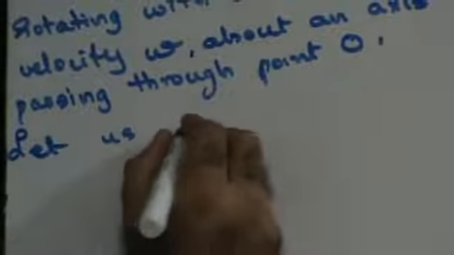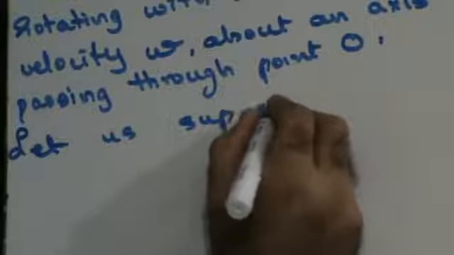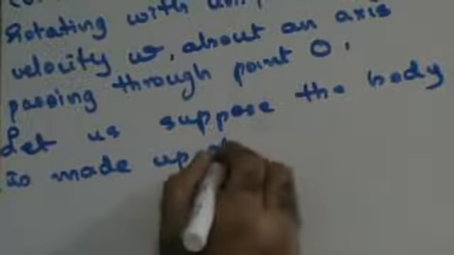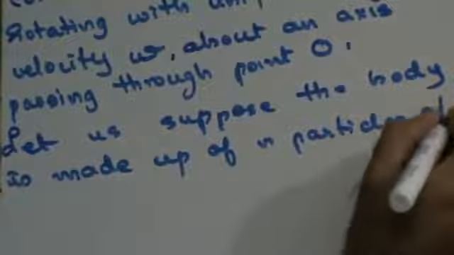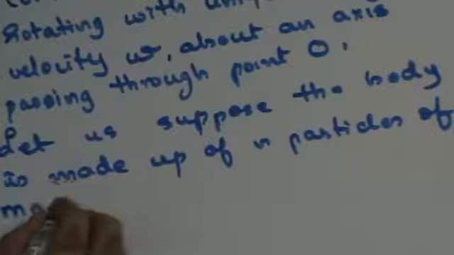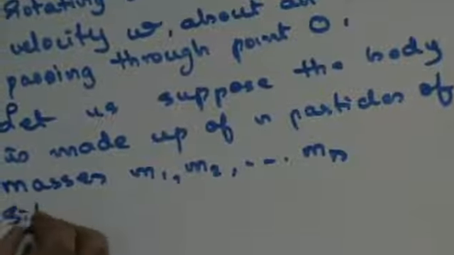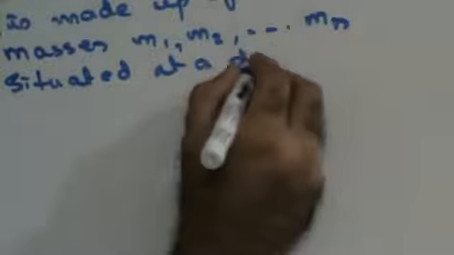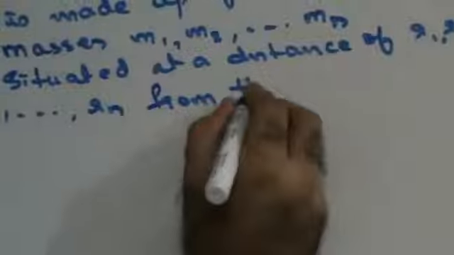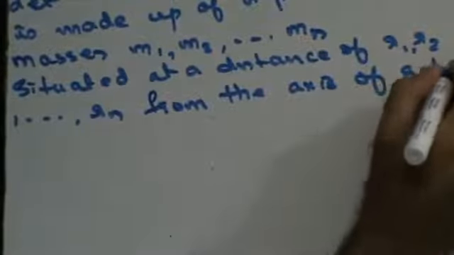Now, let us suppose that the body is made up of n particles of masses m1, m2 up till mn situated at a distance of r1, r2 up till rn from the axis of rotation. Right? Now, we'll just take one point mass.